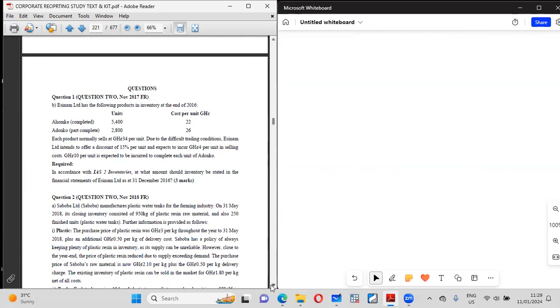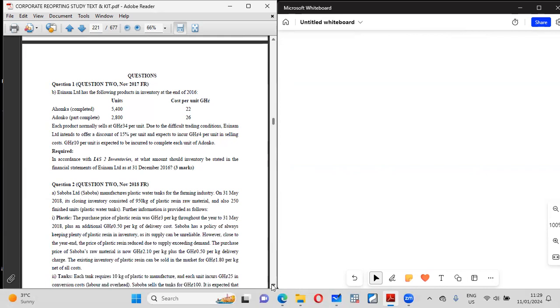Now let's look at the questions, these interesting questions coming from FR. We are told that Esinam Limited has the following products in inventory. Don't forget, when we talk about inventory, talk of three things: finished goods, work in progress, and raw materials. Good. Ahumka completed, this is the number and this is the price. Then Adonko part completed, so work in progress. So it is allowed for us to capture it under inventory.